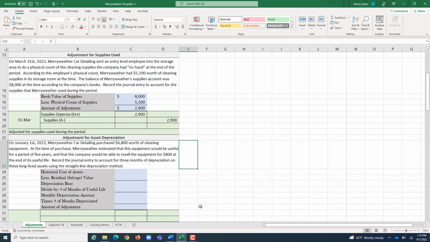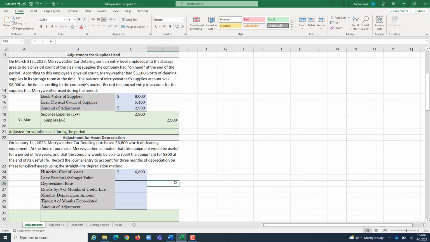For Mayweather Car Detailing, their cleaning equipment is one of those depreciable assets. On January 1st of 2023, they purchased $6,800 worth of cleaning equipment. That is the historical cost of those assets.